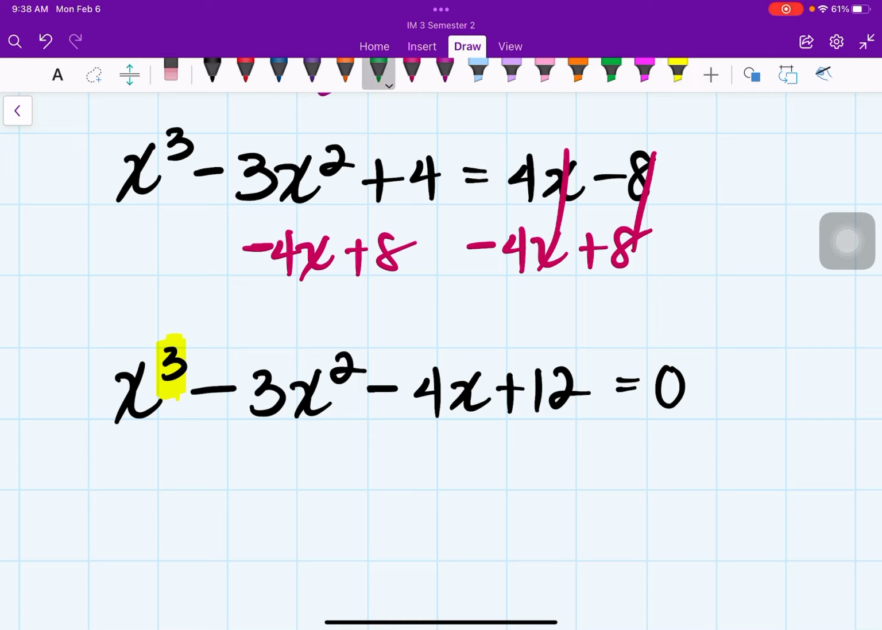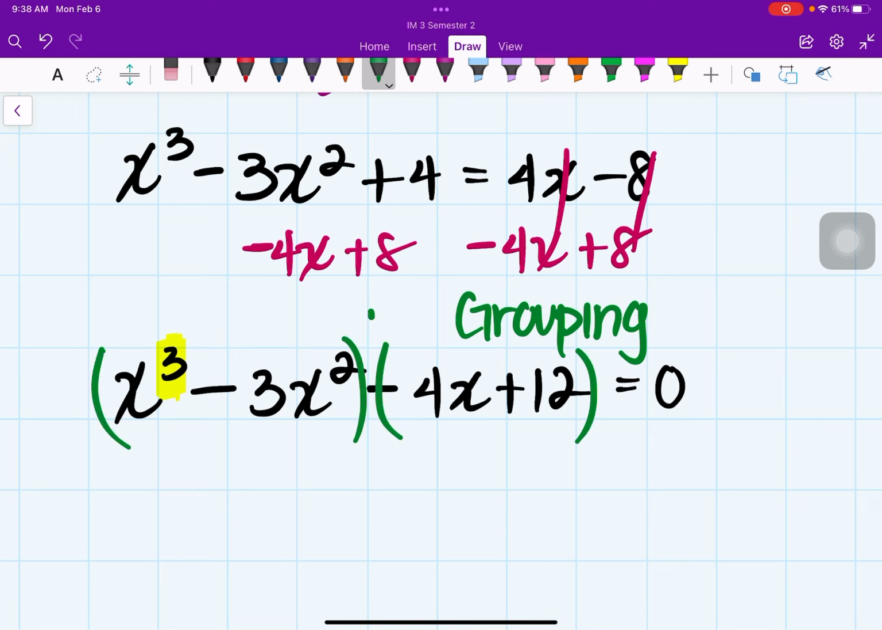Now, I'm not sure if you guys recall grouping. Does that ring a bell for you guys? Factoring by grouping. In this case, we were focused on grouping 4 terms. We were going to group the first 2 terms and the last 2 terms and work on from there. So let's go ahead and do grouping.